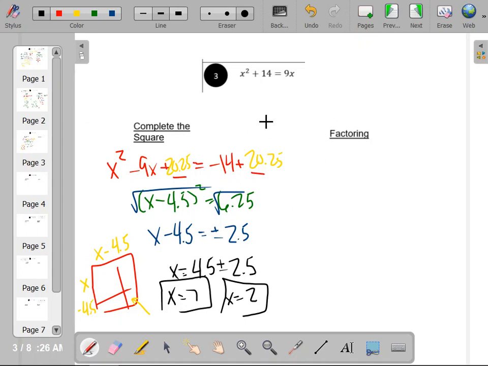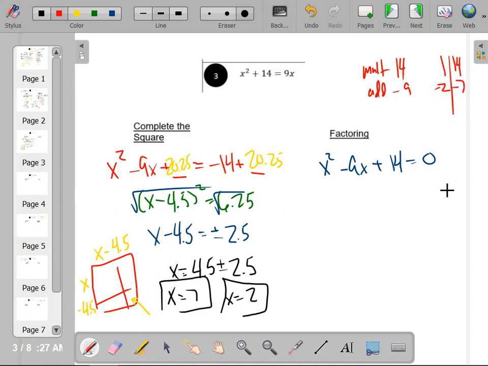Now let's see if we get the same thing by factoring. So to factor, get everything on one side: x squared minus 9x plus 14, you want it to equal 0 when you solve by factoring. Now we have to find numbers that multiply to 1 times 14. So what multiplies to 14 and adds to negative 9? Let's see, 1 and 14, 2 and 7. If I make both of those negative, I get negative 9. So x squared minus 2x minus 7x.